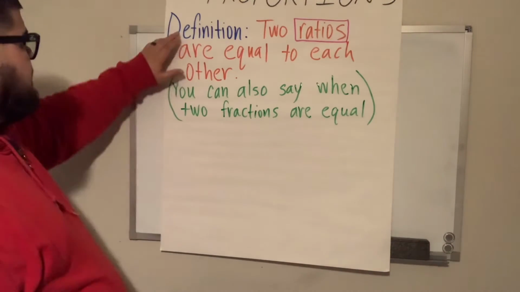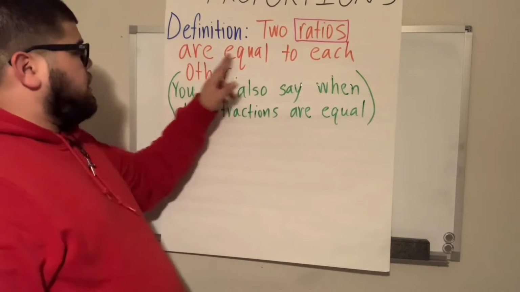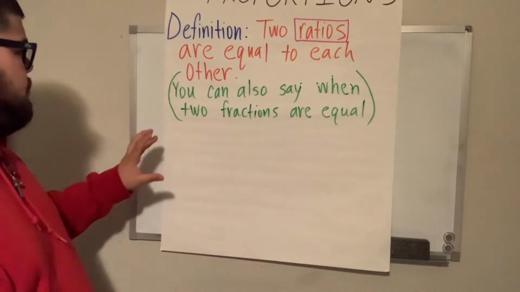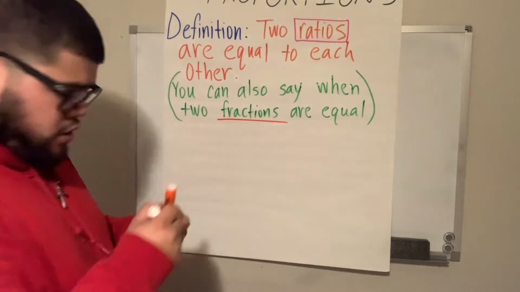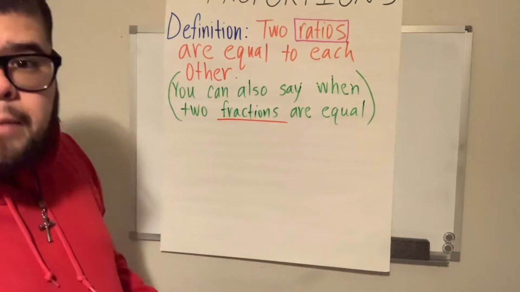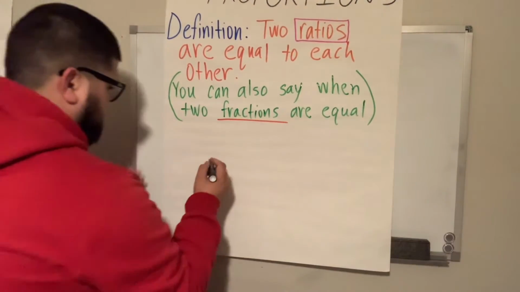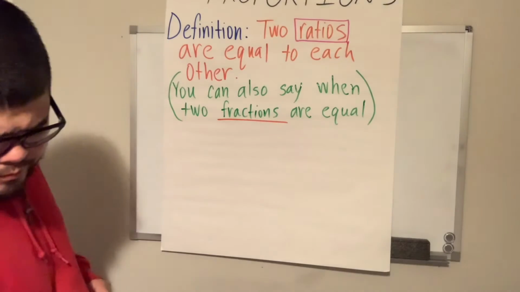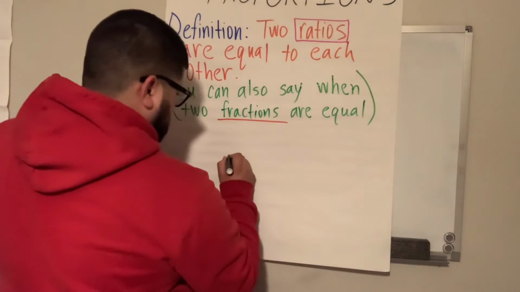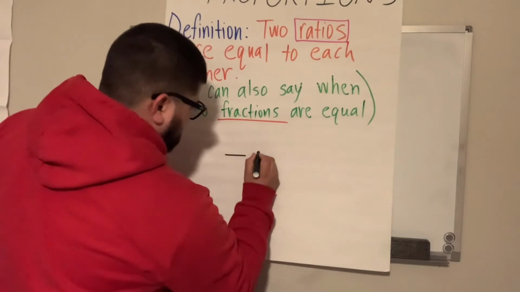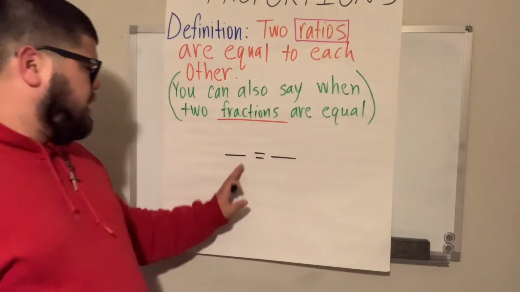So again, the definition of proportions is when two ratios are equal to each other. You can also say when two fractions are equal to each other. Okay, and then I'm going to give you a little example down here. So let's say we have, let's draw our fraction line here, equal sign, and another fraction line. So these are two fractions.